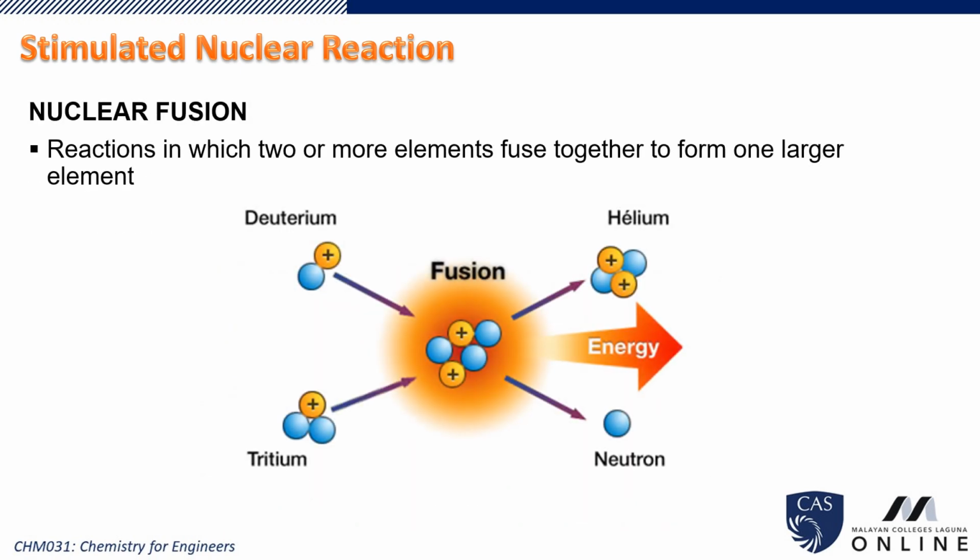The next type is nuclear fusion, and in this case, small nuclei combine to form a larger nucleus. This process releases even greater energy than fission, and it powers the sun and the stars. However, it requires extremely high temperatures and pressures.